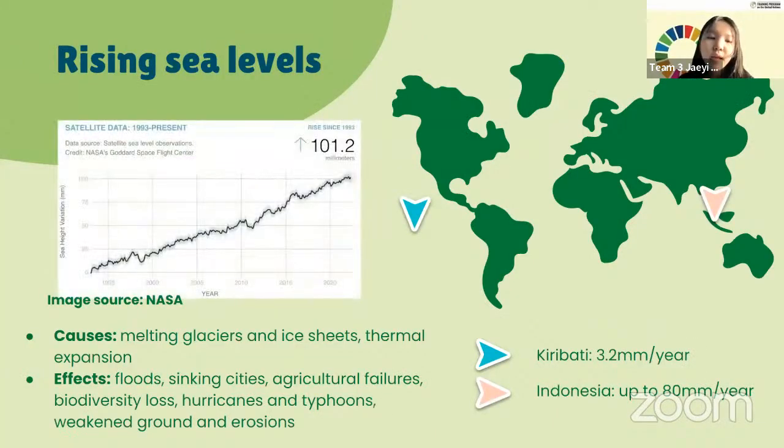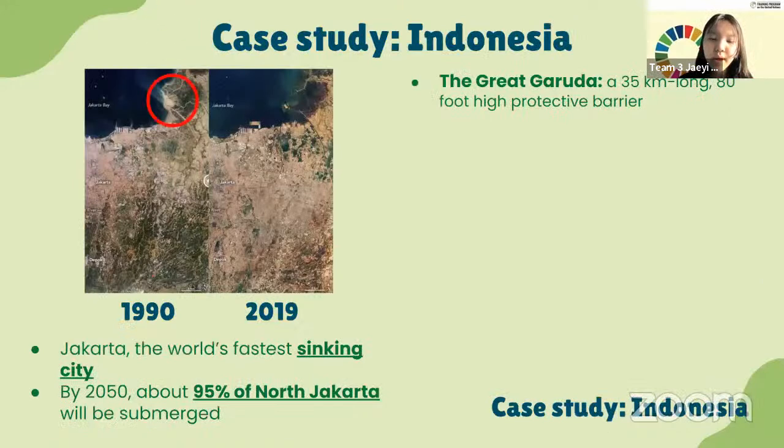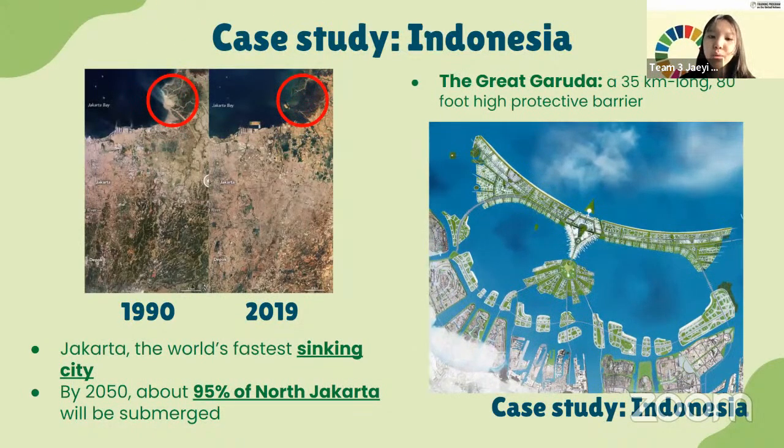Rising sea levels are caused by melting glaciers and ice sheets, as well as thermal expansion, which is the phenomenon where the warmer the water is, the greater its volume is. Its impacts include floods, hurricanes, typhoons, biodiversity loss, and many more. Asian countries and countries on the equator, such as Kiribati and Indonesia, are the main victims of rising sea levels. Indonesia's capital city, Jakarta, is the world's fastest sinking city. By 2050, about 95% of North Jakarta will be submerged underwater.